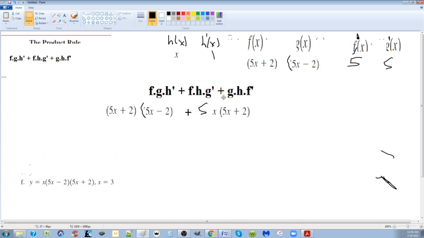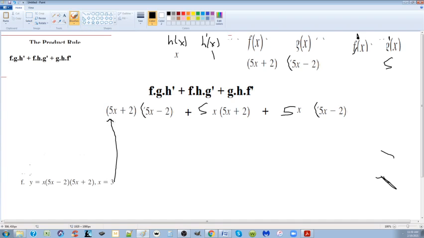Okay, and then the last one, you grab your function g, times your function h, times the derivative of your f, which you discovered was 5. So I'm going to do the same thing with this. 5x, I'm going to put in front of it. And now you don't have to solve. You're looking for when x is 3.